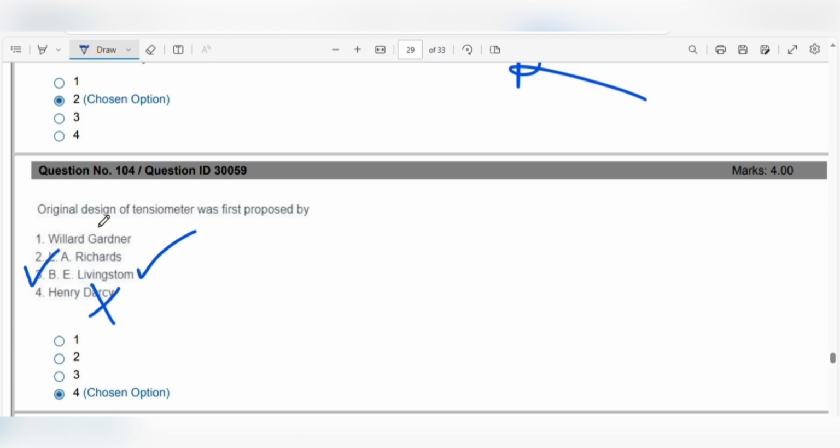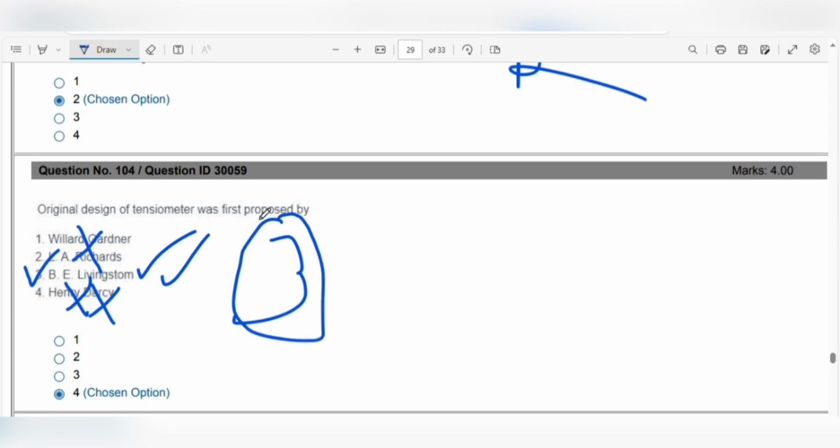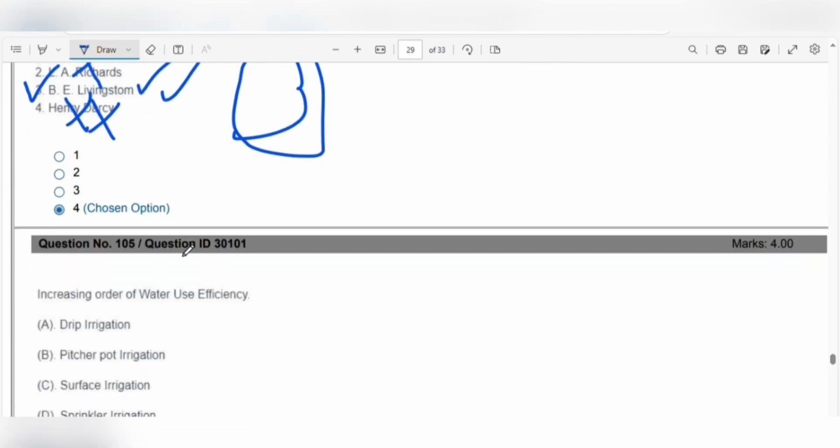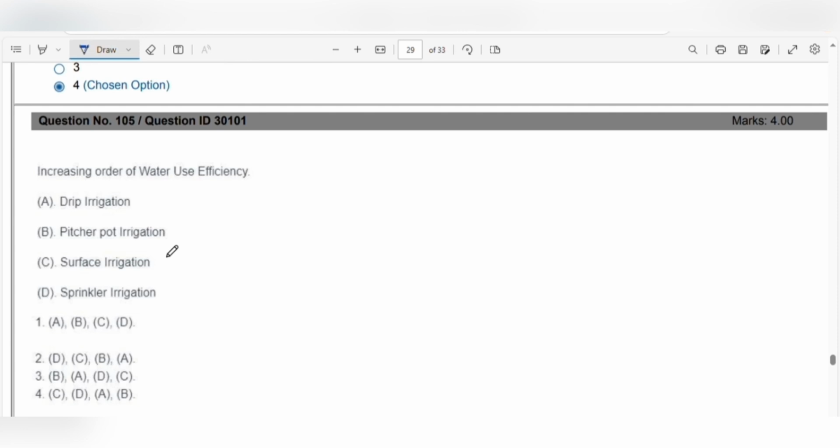So even if you didn't know this in the exam, you could have used your common sense. Since Gardner and Richards are given in different options, either they would be given together to be the correct answer or not. So these two will be eliminated. Darcy is eliminated. So Livingstone will be the correct answer. Option 3 is the correct answer here. Anyhow, you should read the instrumentation section properly, and tensiometer is actually really very important. So moving on to the next question. This question is a very, very famous previous year question.